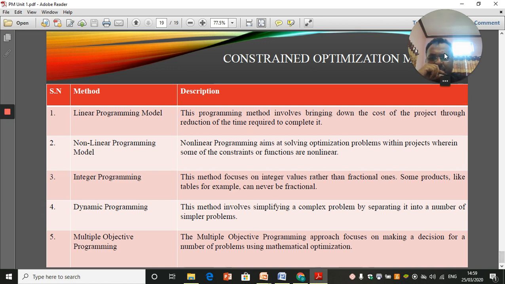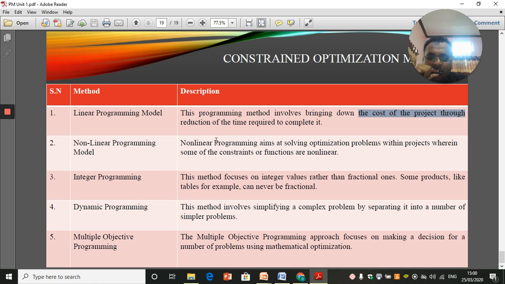Now, constraint optimization model. There are 5 types of constraint optimization model. It is called the constraint optimization model because we are constraining some of the resources which are available for project management. Let's look into these models. First one is the linear programming model. This method involves bringing down the cost of the project through reduction of the time required to complete it. According to this model, there is only one variable which decides the cost of the project, and that is the time required to complete it. You try to finish a project within the minimum possible time, and that is how you reduce the cost of the project.